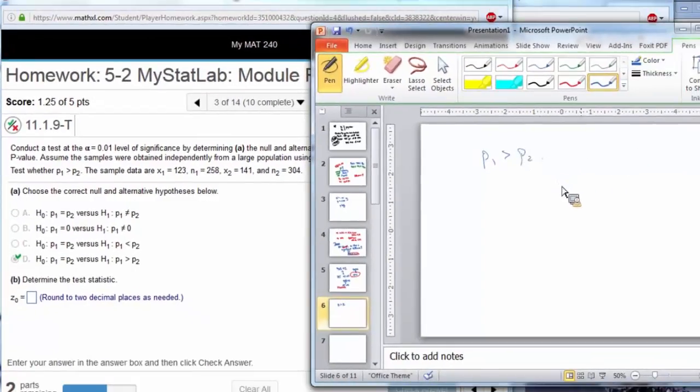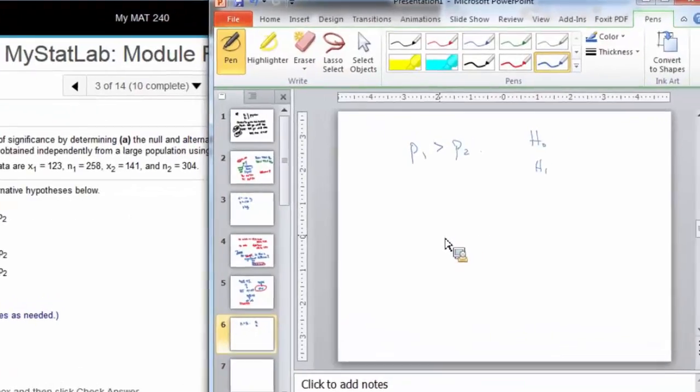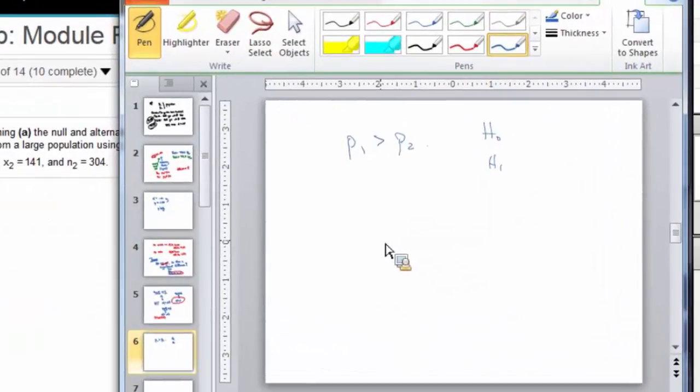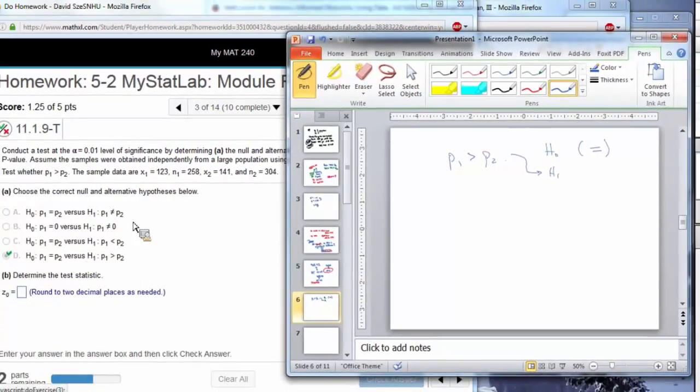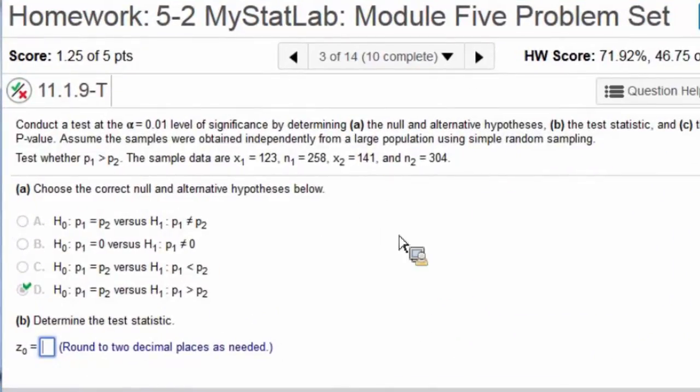So is this the null or is this the alternative? Null or alternative, this has to be the alternative. Remember, the null always has an equal sign. So that means the alternative is P1 greater than P2. The null is P1 equals P2. That's the one we checked, part A. Okay, determine the test statistic.